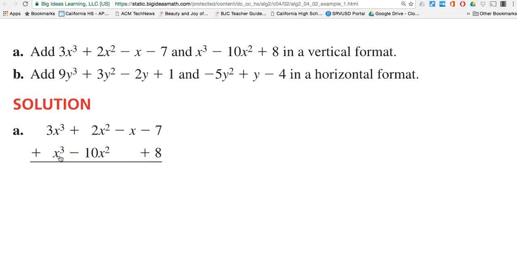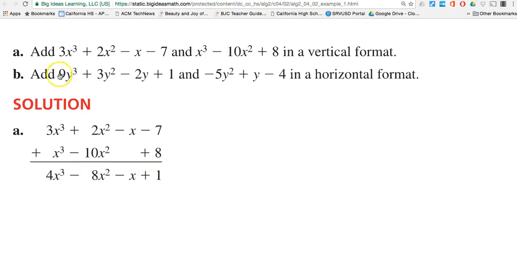Now you just add these. You add the coefficients in front of it. So 3x cubed plus x cubed is 4x cubed. 2x squared minus 10x squared is minus 8x squared. Negative x plus nothing is negative x, and negative 7 plus 8 is 1. So when we go ahead and add those, we get 4x cubed minus 8x squared minus x plus 1.